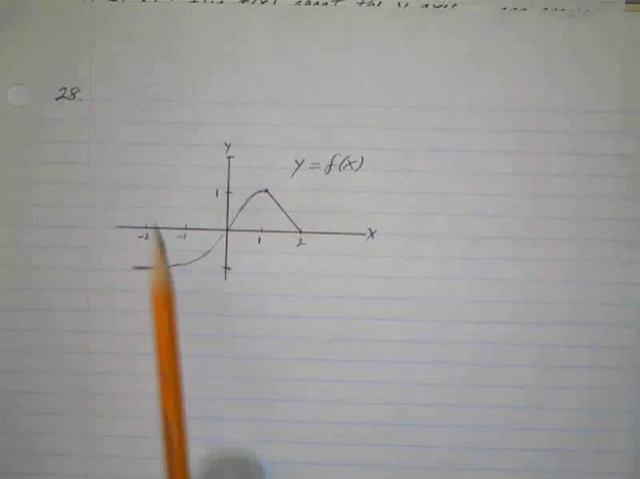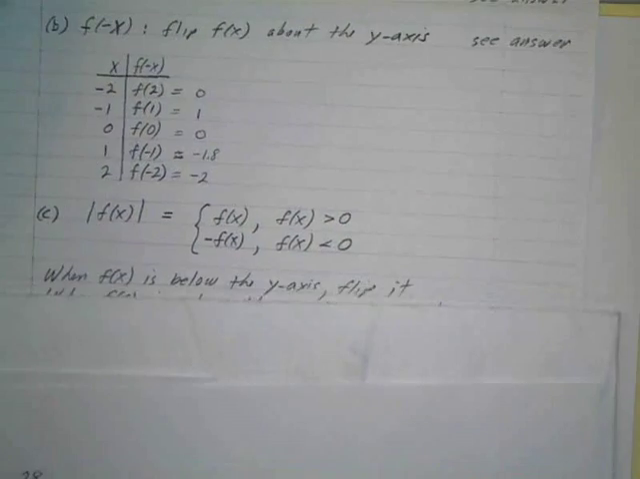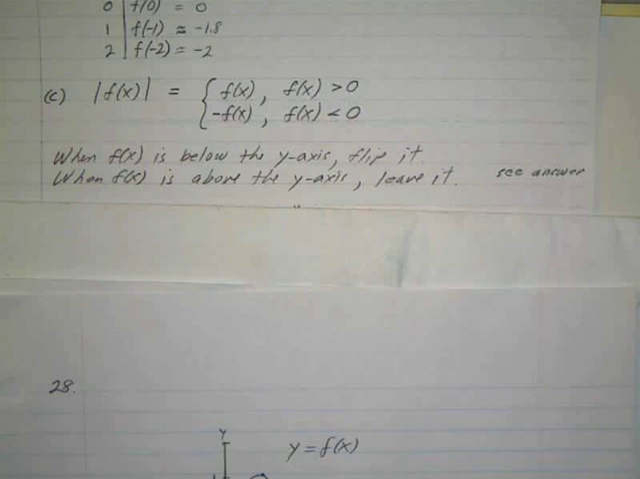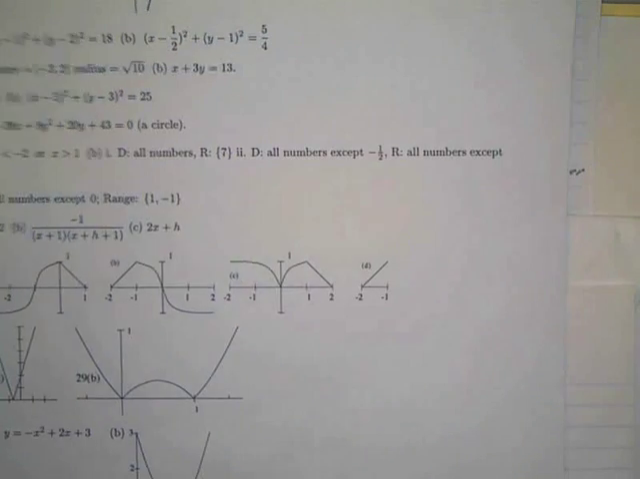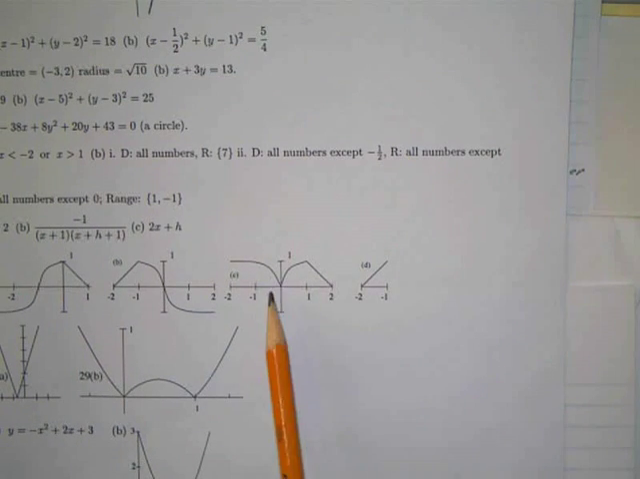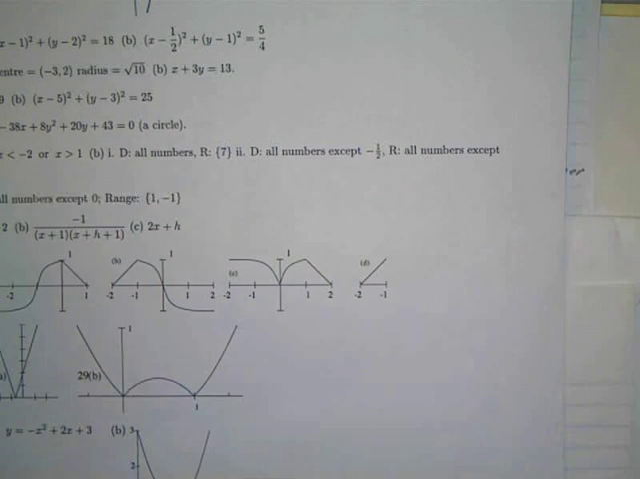And make it positive. All right. So again, when it's below the x-axis, flip it. When it's above the x-axis, leave it. And that's basically all they did over here if you look at the answer. This was the graph, and then all we did was flip this above. So no problem there.